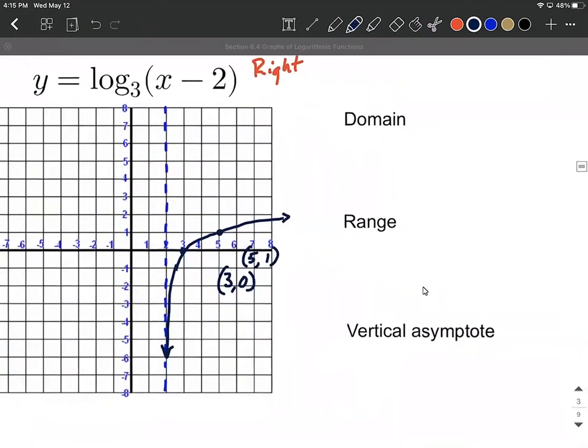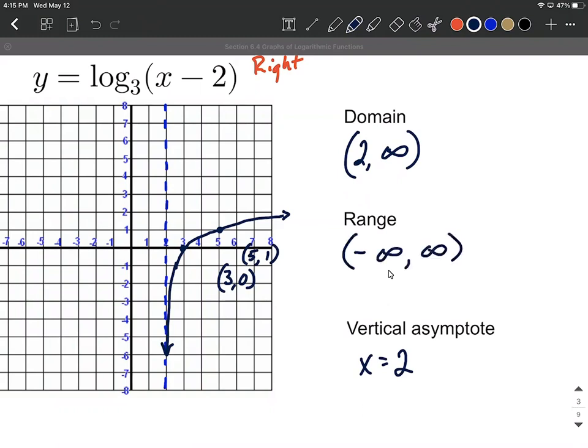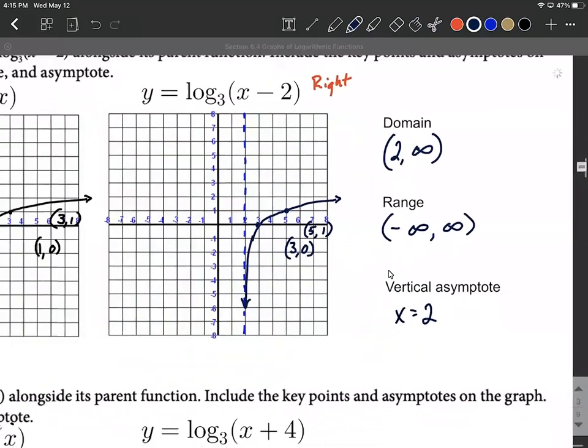Next, the domain. We have a couple of ways we could find the domain. We could just look at the graph. Since we have done the work and graphed this, it's everything to the right of 2, so you can say from 2 to infinity is our domain. We're not going to include the 2 because we have a vertical asymptote at x equals 2, so you're not going to have a point on that vertical asymptote. Now the range, for all logarithmic functions, is going to be from negative infinity to positive infinity. So that takes care of the first one.